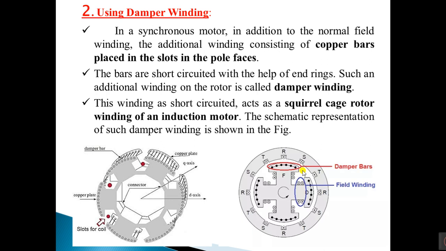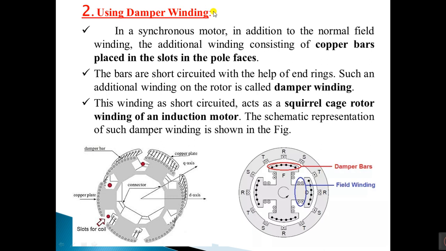Next one, using damper winding. See in this diagram, the windings are short circuited here. Another view is here, the damper bars are short circuited. The windings are short circuited with the help of the damper bars. Here the field windings are located in the rotor.